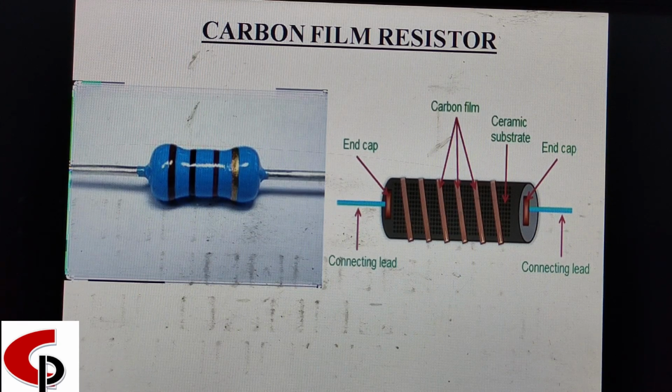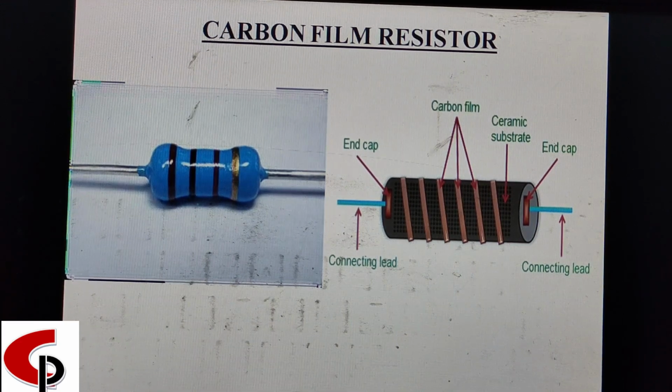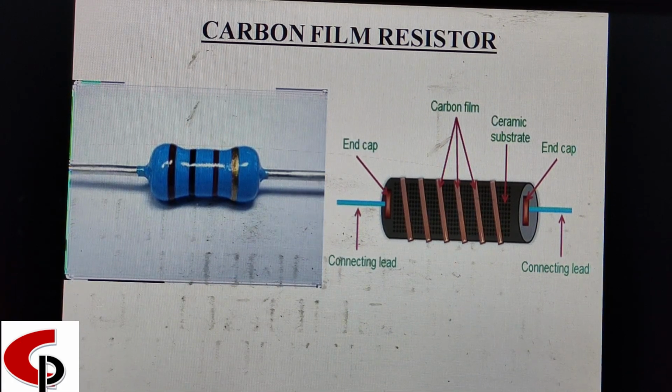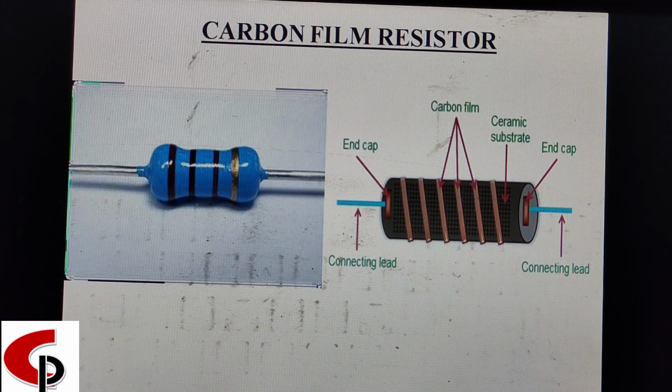Carbon film resistors are available in the range of 1 ohm to 10 mega ohm. The carbon film resistor has a high negative temperature coefficient of resistance. That is, the rate at which the resistance of the material decreases with increasing temperature is called the negative temperature coefficient of resistance. The carbon film resistor has a high negative temperature coefficient of resistance. Hence, the resistance of carbon film resistors decreases easily with increasing temperature.